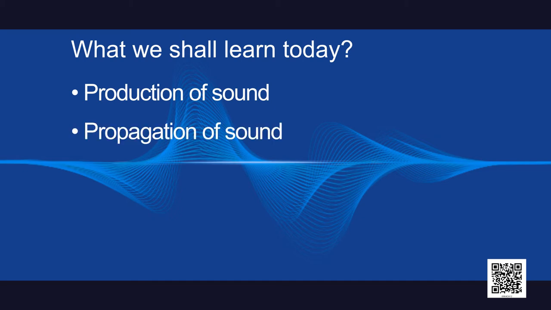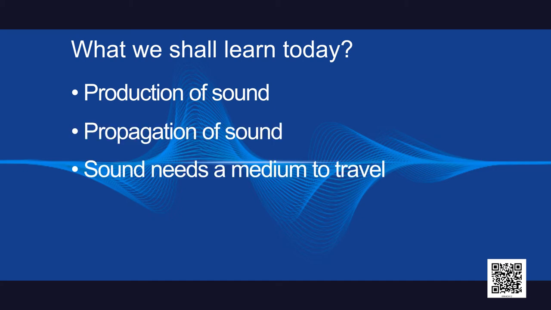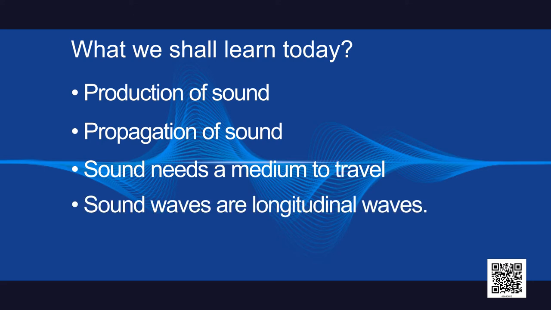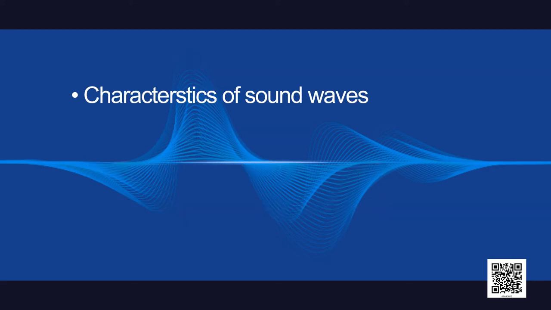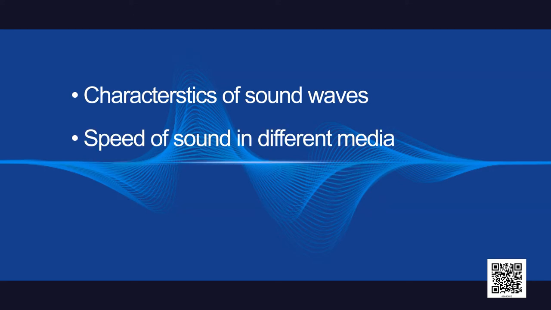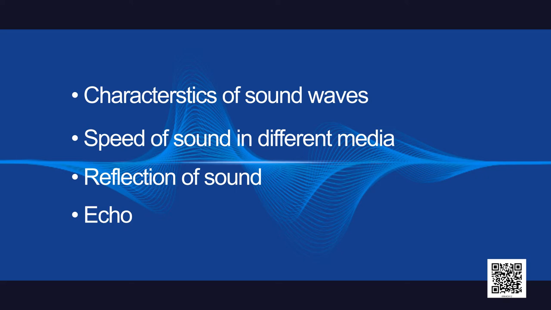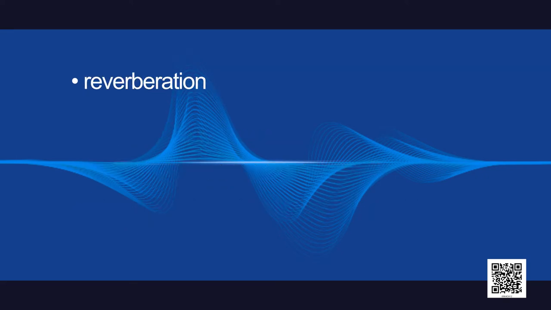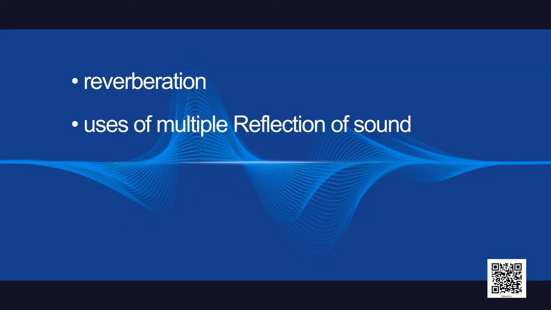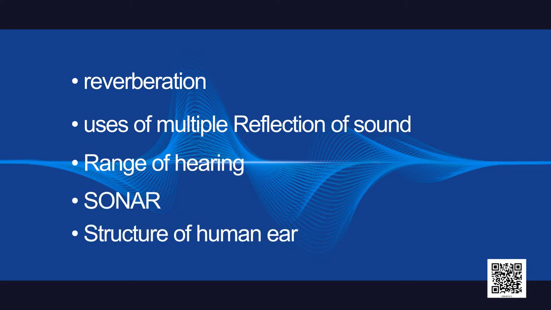Production of sound, propagation of sound. Sound needs a medium to travel. Sound waves are longitudinal waves. Characteristics of a sound wave. Speed of sound in different media. Reflection of sound. Echo. Reverberation. Uses of multiple reflection of sound. Range of hearing. Sonar. Structure of human ear.